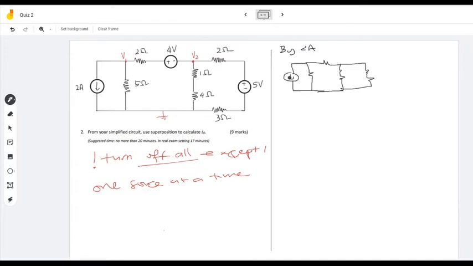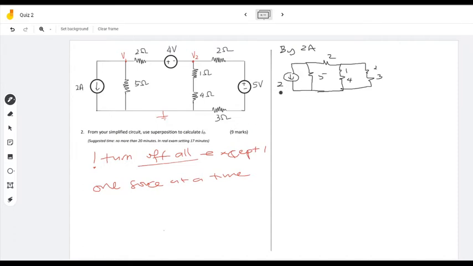So that is your circuit. For the 2 ampere source, this is what you have. You turn off the voltages and they become short circuits. That's the 2 and the 3. That's the 1 and the 4. And that's the 2, and that's the 5, and that's the 2.